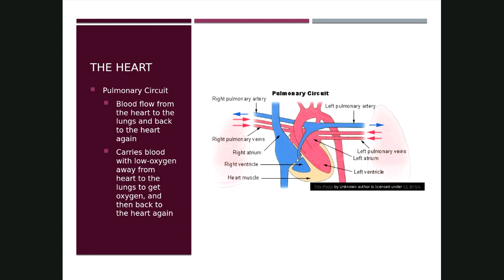The difference in color shows you whether it is oxygenated or not. So as it leaves the heart and goes out to the lungs, it's deoxygenated. When it comes back from the lungs to the heart, it is now oxygenated, represented by the color image shown.